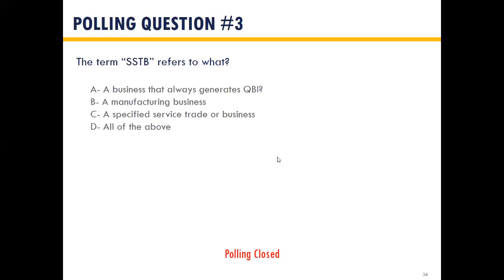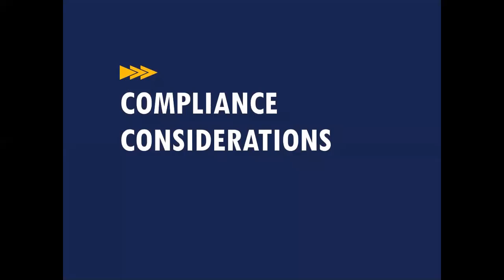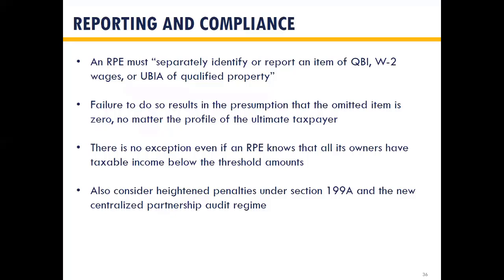An SSTB is a specified service trade or business that generally doesn't generate QBI unless you're under the taxable income thresholds. Some quick compliance considerations, and then I'm going to turn this over to Aaron to take us home. An RPE is a relevant pass-through entity, and that's a new term under the 199A regulations. Basically, it's a partnership or an S corporation.